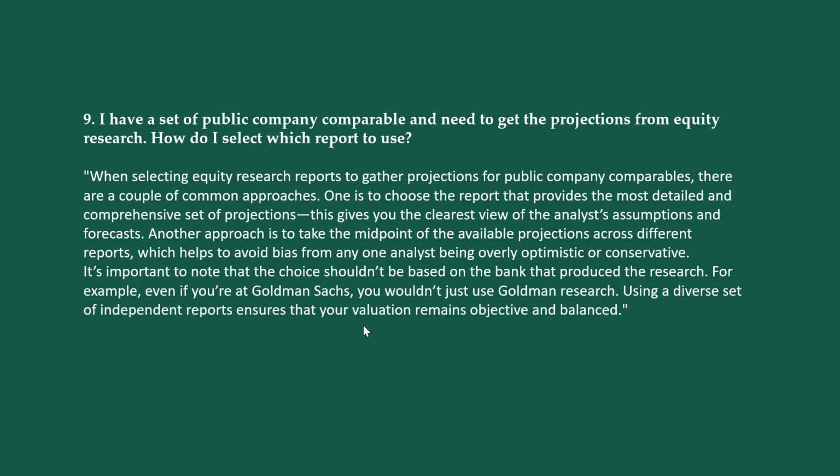The second approach is using the midpoint of available projections. That's consensus, which means consensus of data. Another method is to aggregate multiple analyst forecasts and take a central value, such as the median or midpoint. Consensus means everyone agrees on that. There are different companies that provide this, like Visible Alpha, which was acquired by S&P. Visible Alpha used to provide data based on consensus, and there are other companies which do the same thing.